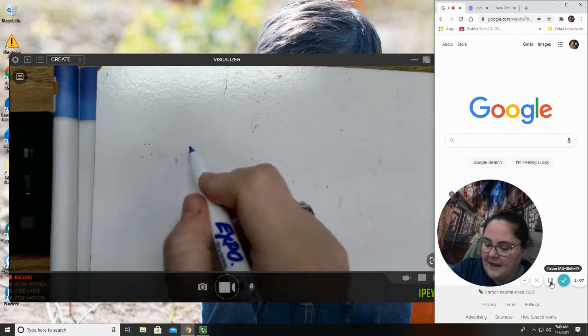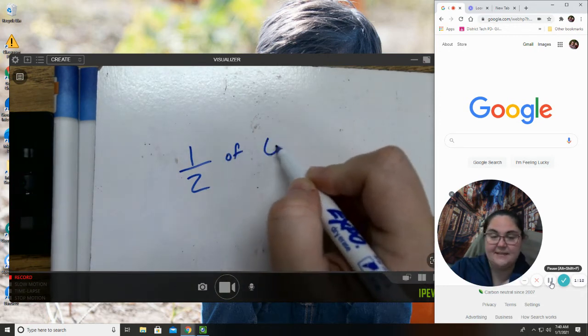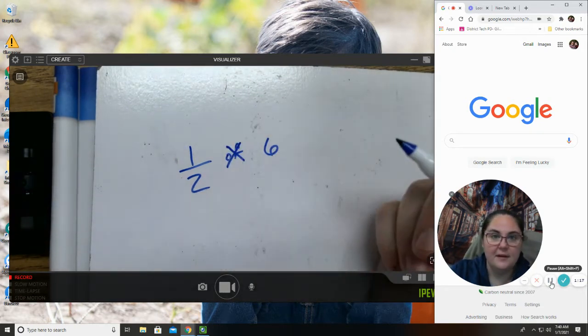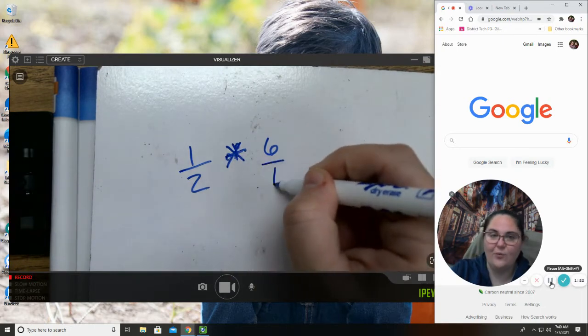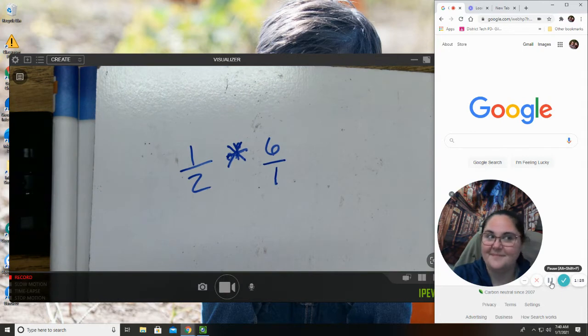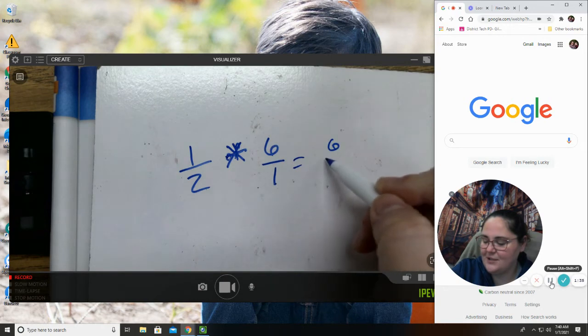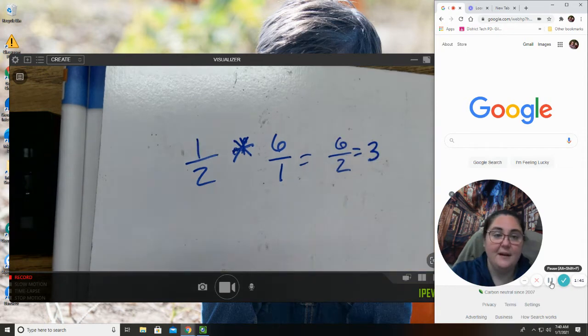So if I take half of 6, I know that of means multiply. So I take that word of, make it into a multiplication symbol, and put my 6 over 1. Looks pretty familiar, doesn't it? We've done this before. So you multiply straight across. 6 times 1 is 6. 1 times 2 is 2. And then I would rename that. 6 divided by 2 is 3. So half of 6 is 3.